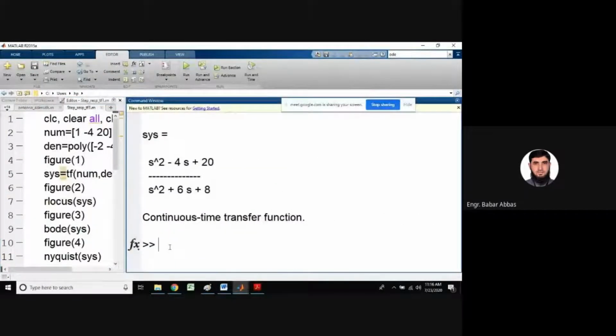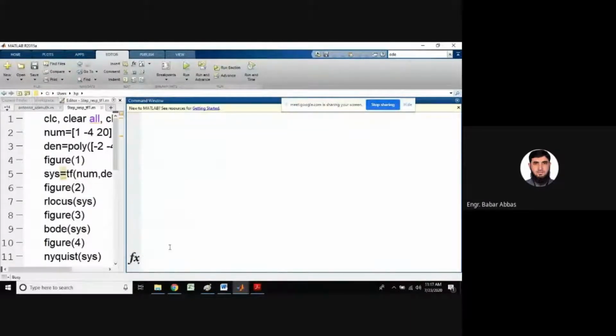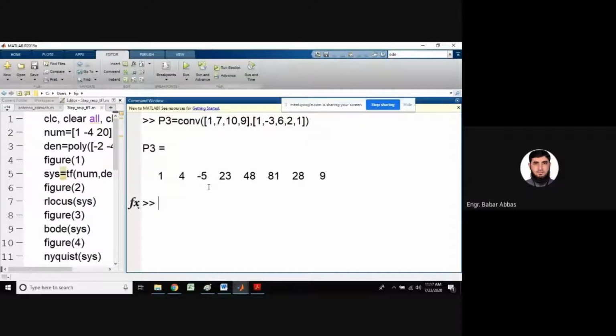Let me write the CLC. Let me clear the command window. Control V. This is P3, the convolution of the two polynomials P1 and P2, and that is the result: 1, 4, minus 5, 23, 48, 81, 28, and 9. These are the coefficients of the polynomial P3.